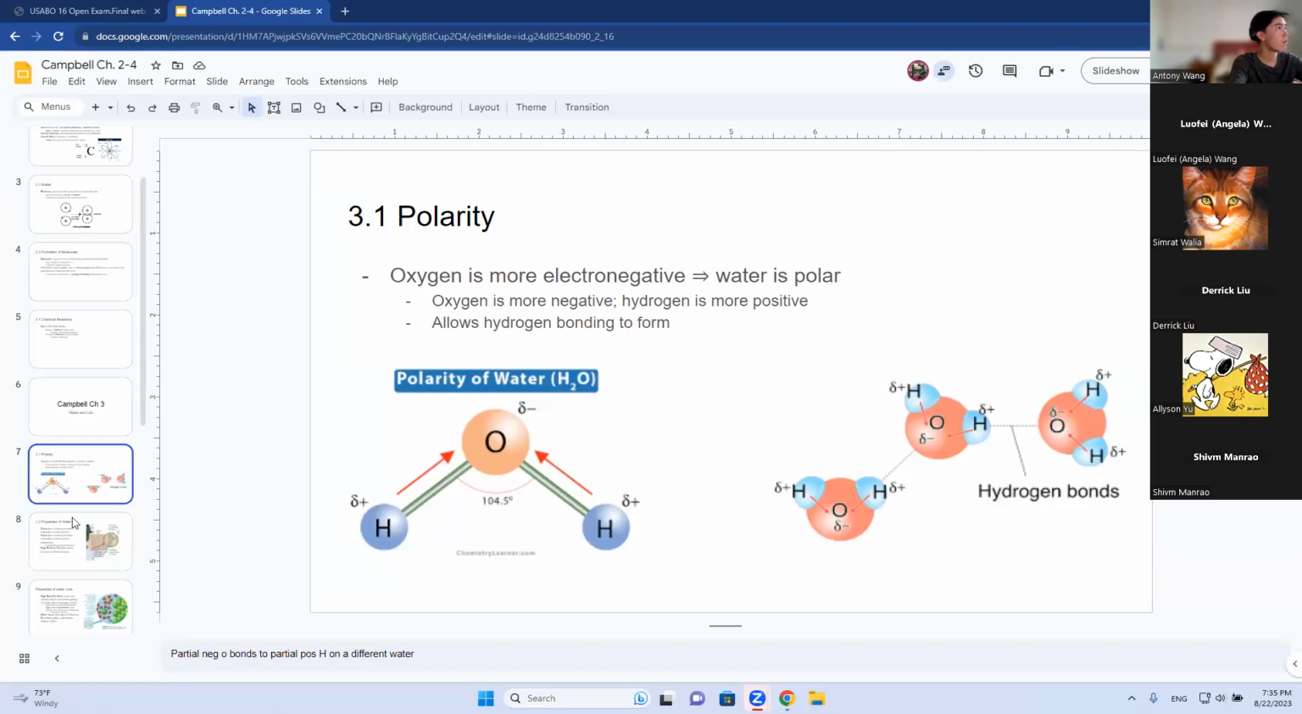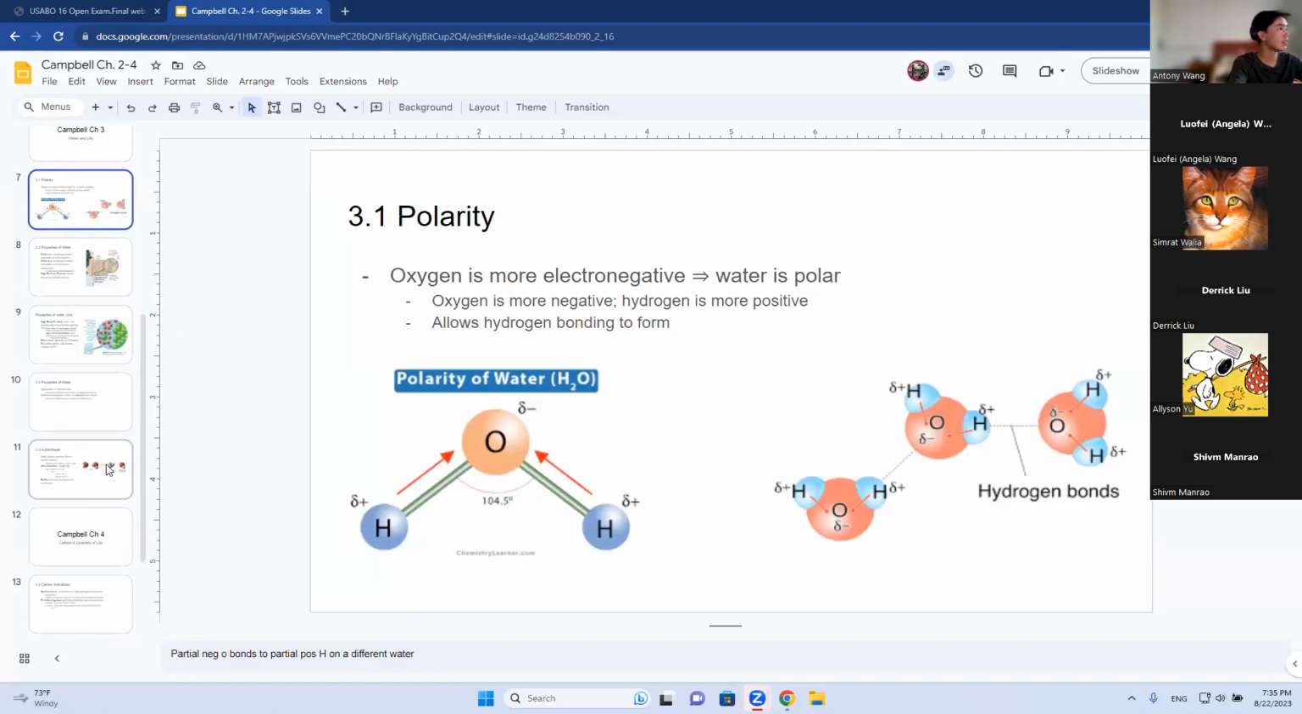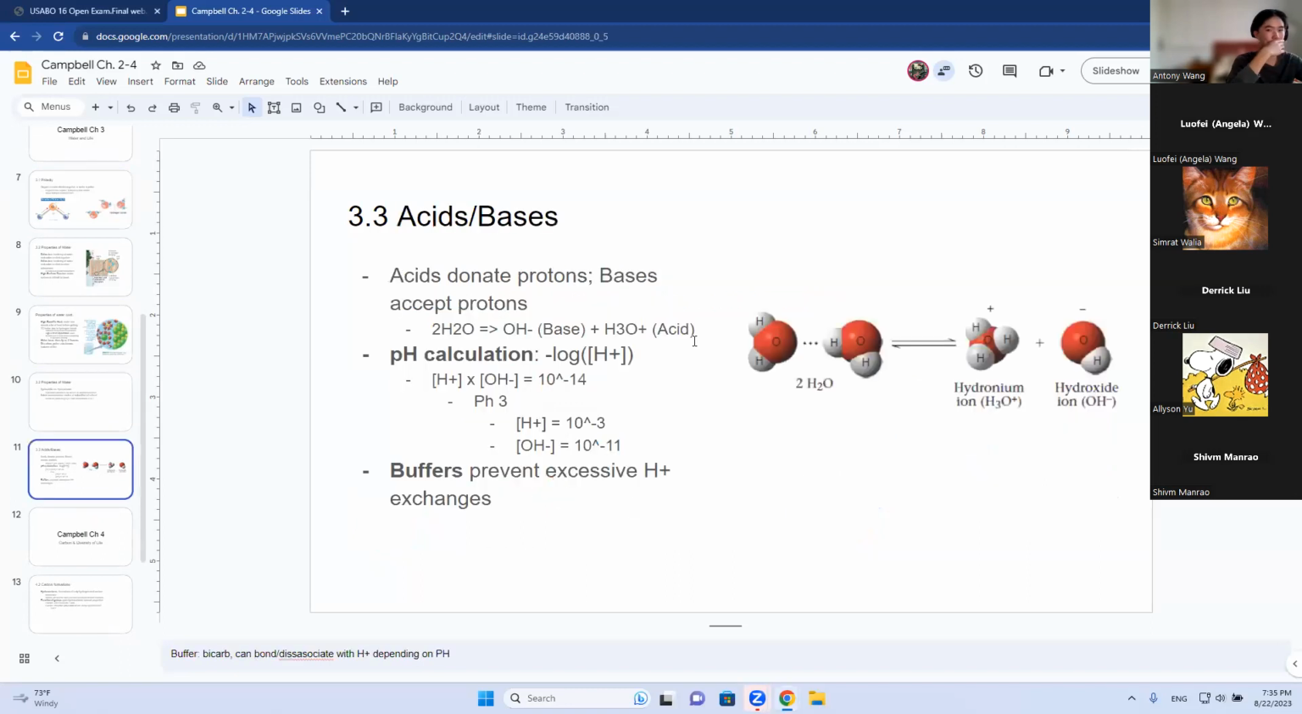Okay, wait, I have one thing I want to talk about. So, Anthony, can you go back to the acids and bases slide? Sure. Give me just one. Acids and bases. Okay. Can you see? Okay, sorry, I can just talk like this.